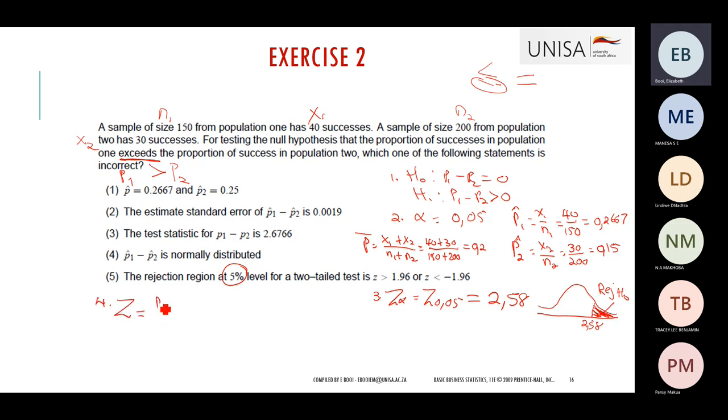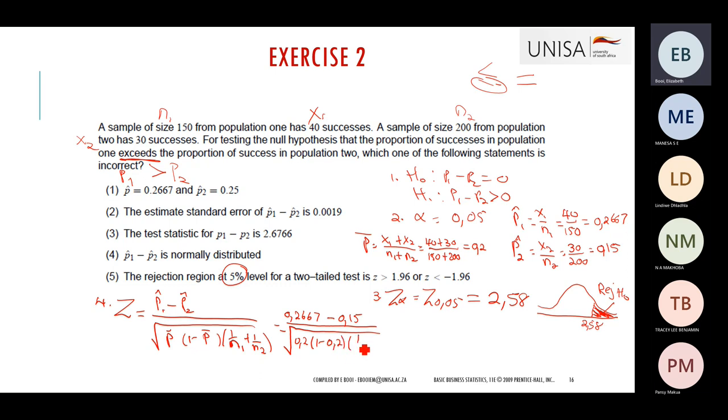Step number four, we're going to calculate the Z test statistic, p-hat 1 minus p-hat 2, divided by the square root of our pooled estimate, which is 0.2 times 1 minus 0.2 times 1 over N1 plus 1 over N2. Sorry, my bad, I'm writing the formula first. We calculated the estimates. P1 is 0.2667 minus P2, which is 0.15, over the square root of 0.2 times 1 minus 0.2 times 1 over 150 plus 1 over 200.